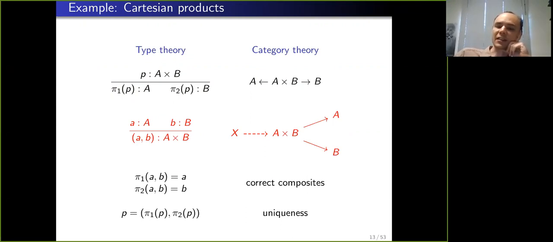And then we have to say that factorization has the correct composites with the projections, that it gets us back the maps we started with. And that corresponds to the beta rules, the computation rules. And then we have to say that factorization is unique, and that corresponds to the eta rule, or the uniqueness rule for products in type theory, that every element of the product type is a pair. Okay, so these 4 ingredients in a type theoretic package correspond to the 4 ingredients in a category theoretic universal property. And that appears all over the place in categorical semantics of type theory. So our goal here is to leverage this idea to describe these adjunctions.